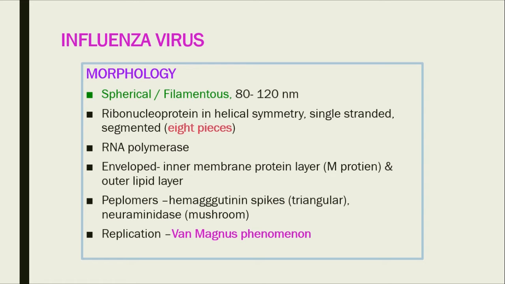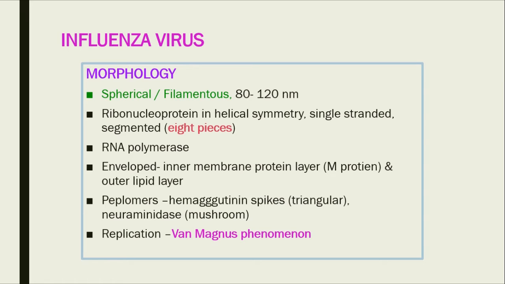Now, let's talk about the influenza virus in detail. Let's begin with the morphology of this virus. This virus is more spherical in nature. Sometimes they can also appear in filamentous form. Right, and the size ranges between 80 to 120 nanometers, and they have a helical symmetry.